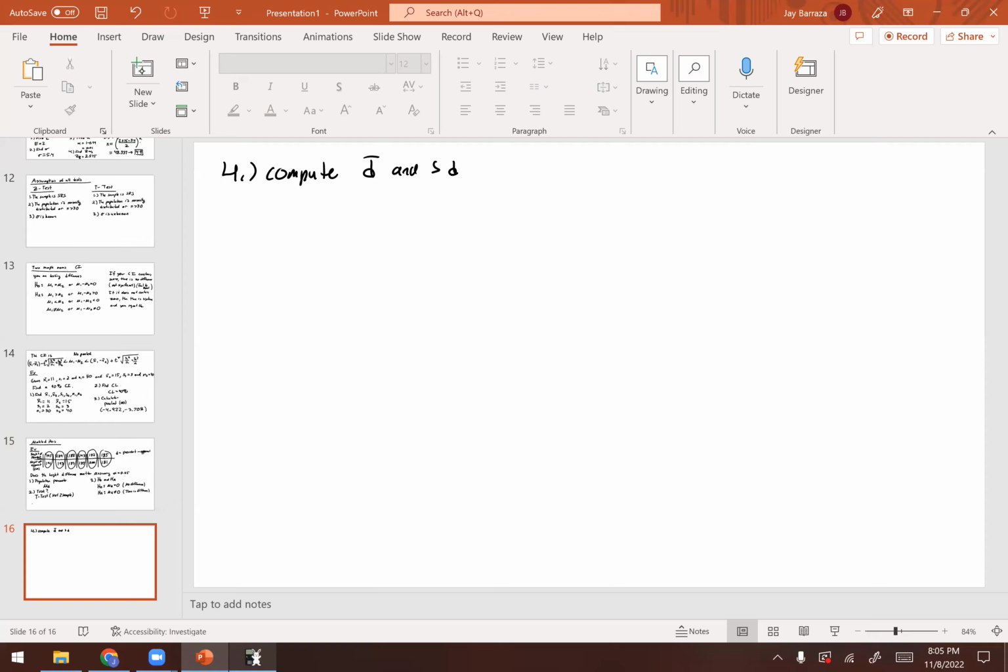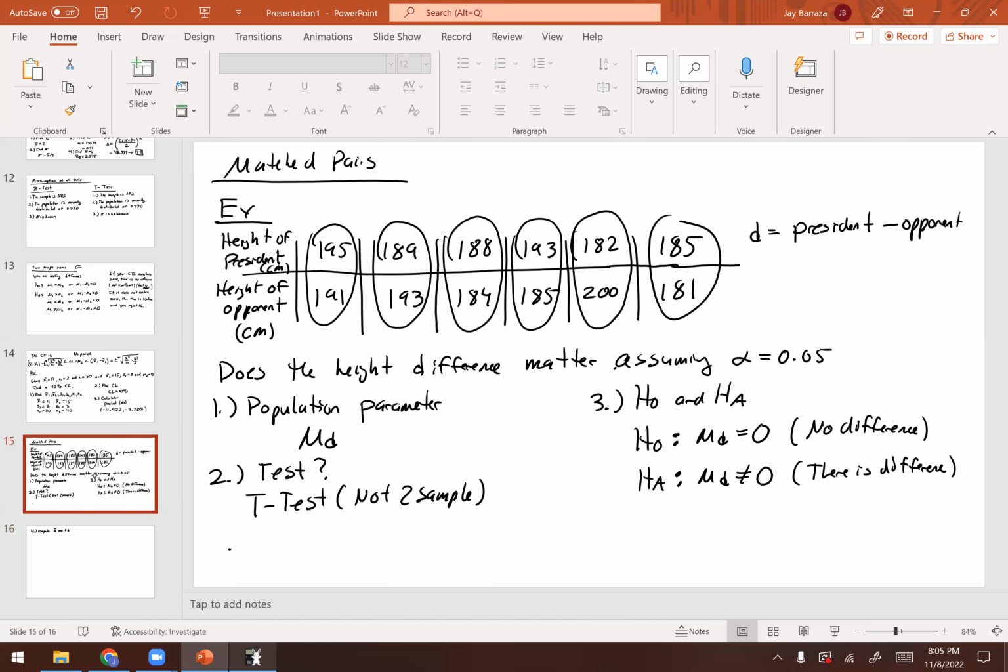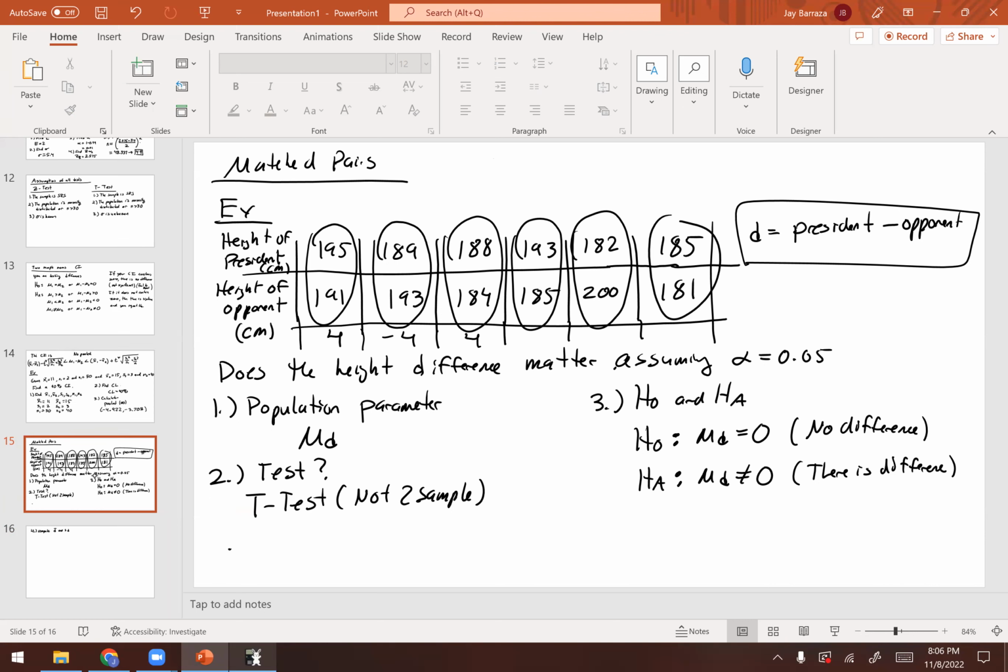So to calculate D, you go to each one and you subtract them, right? I wish I gave myself more room, but I will just draw a line right here. And so you're going to subtract all of them. So 195 minus 191 right here is 4. Negative 4. 4. What would that be? 8. Negative 18. And then 4, right? So those are all of my differences.